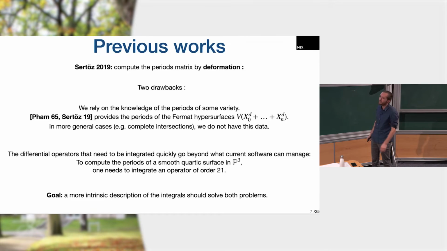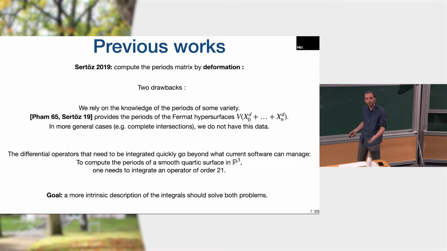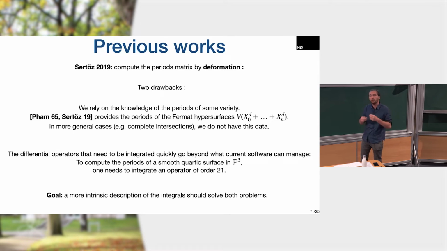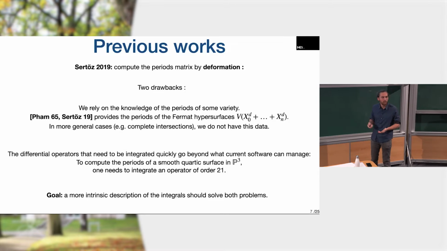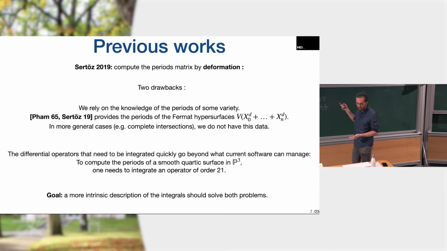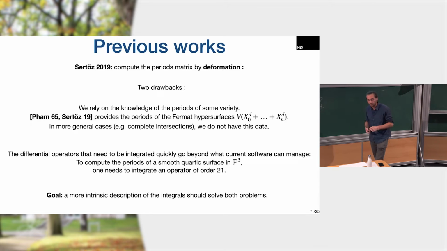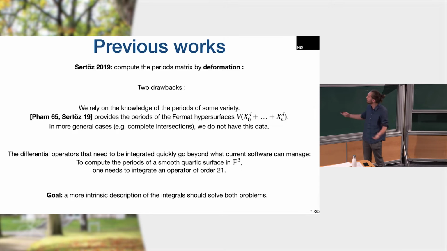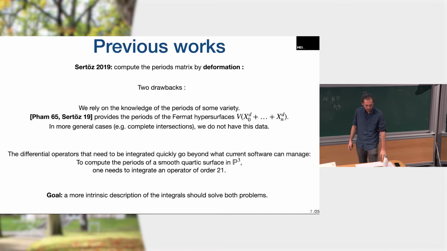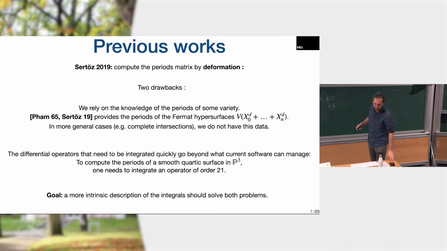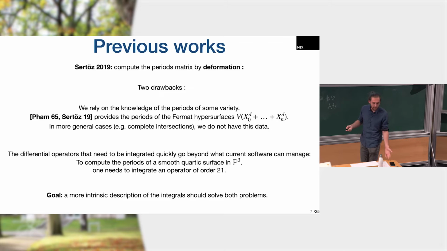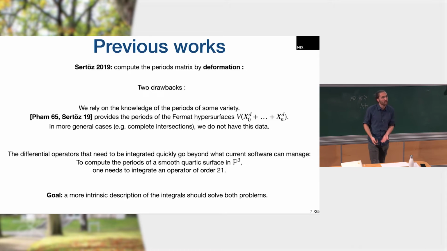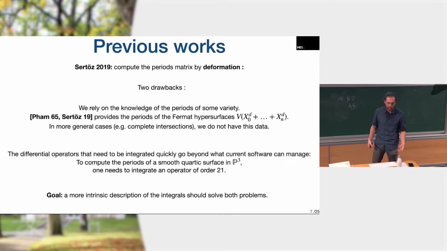Well, the first one is the fact that this only applies to hypersurfaces because we need this Fermat variety or starting point where we know the periods, and this requires work. This is work that had been done by Frédéric Pham in 1965, and later Emre Sertoz did some additional work in this regard. But in general, if we consider other types of variety, for instance, complete intersection, we might not necessarily have this data, these starting points.